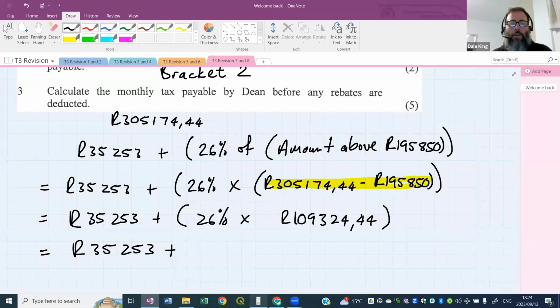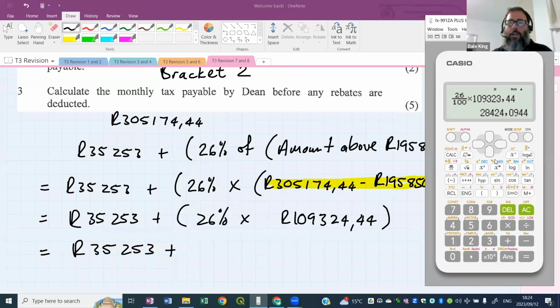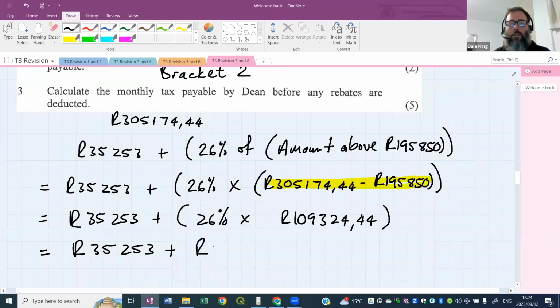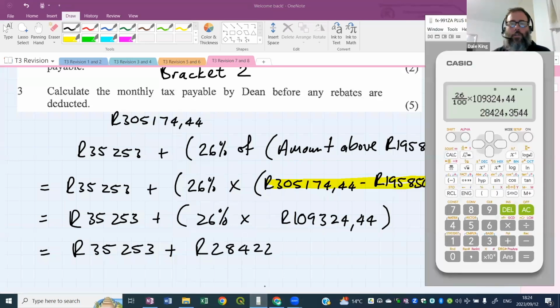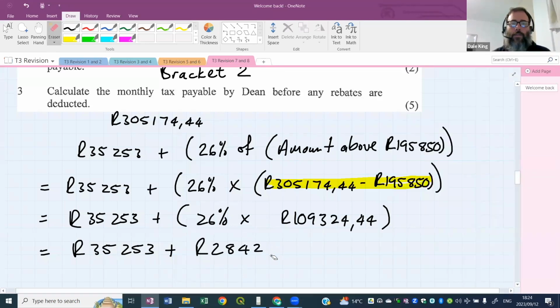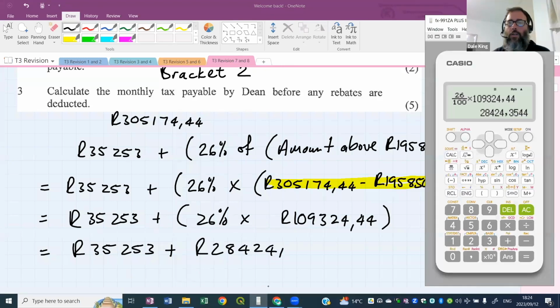Okay. Now we're going to work out 26% of that. So let me go down to this and change this little value here to a 4 and try again. All right. So 26% of that value is 28,422.424. That placeholder there, I keep getting it wrong. All right. Moving on.